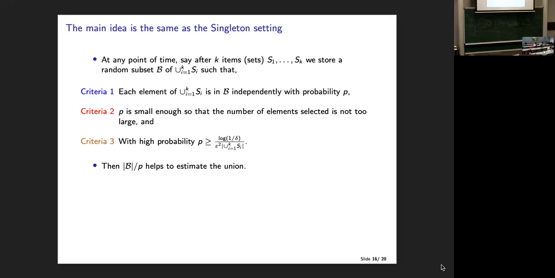So what happens if I had picked every element of a set with probability P? P times the cardinality would be the expected number. Can you say something more? Can you say what will be the distribution of this number? It's very concentrated. Yeah, it is actually distributed according to the binomial distribution.